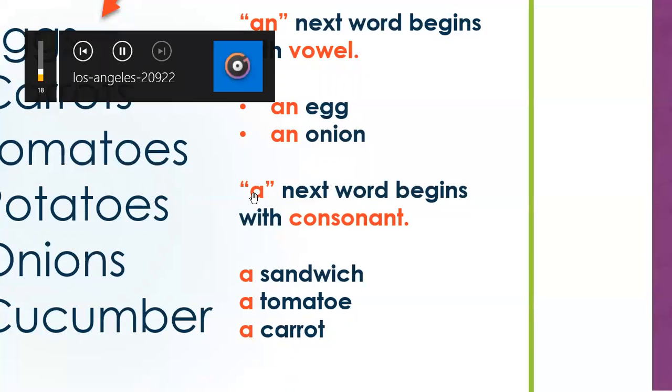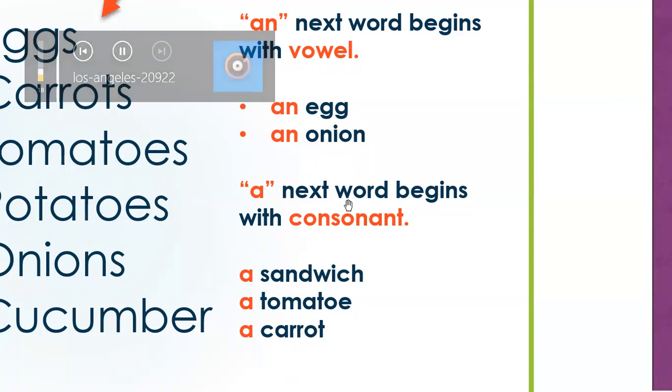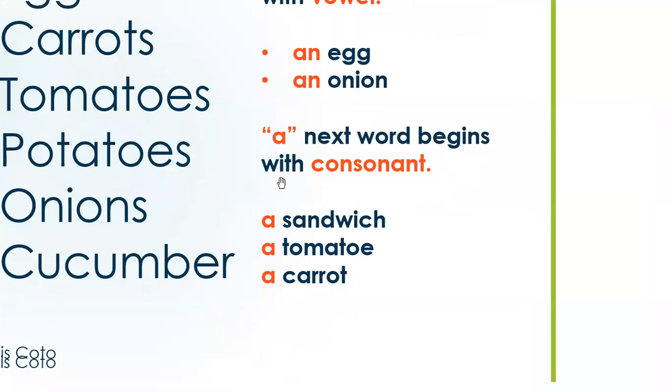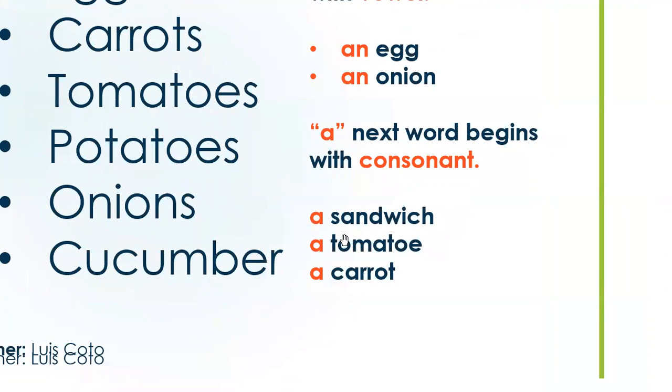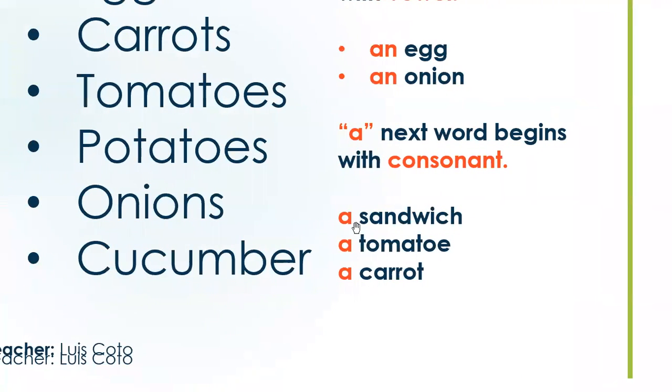Can you read it? When the next word begins with a consonant. So this is the opposite. Example, can you read it? A sandwich. A tomato. A carrot. Which ones are the consonants in the nouns? What is the first consonant?